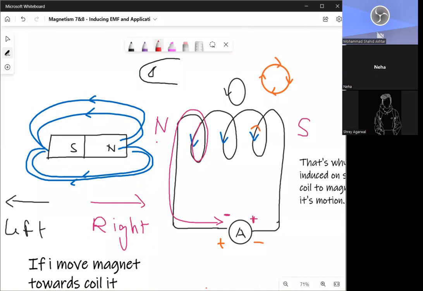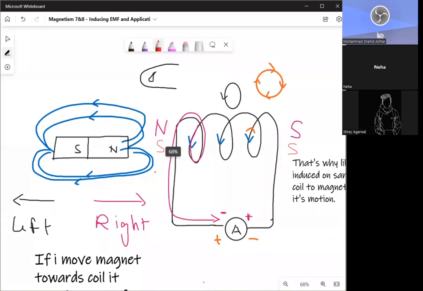But what happens if I move it to the left? Now, if it's moving to the left, then I'll have to bring a south pole here to attract it, to stop it from going away. If it's going away, we attract it. If it's coming close, we repel it. Make sense? Yep.